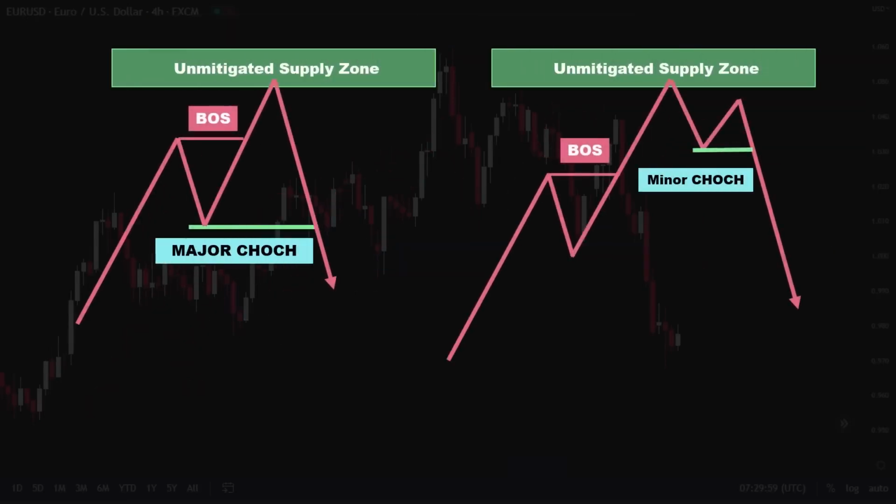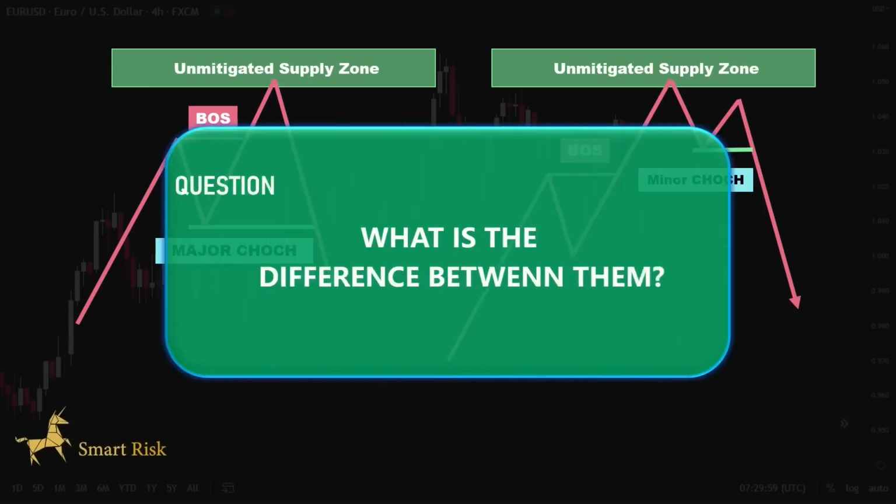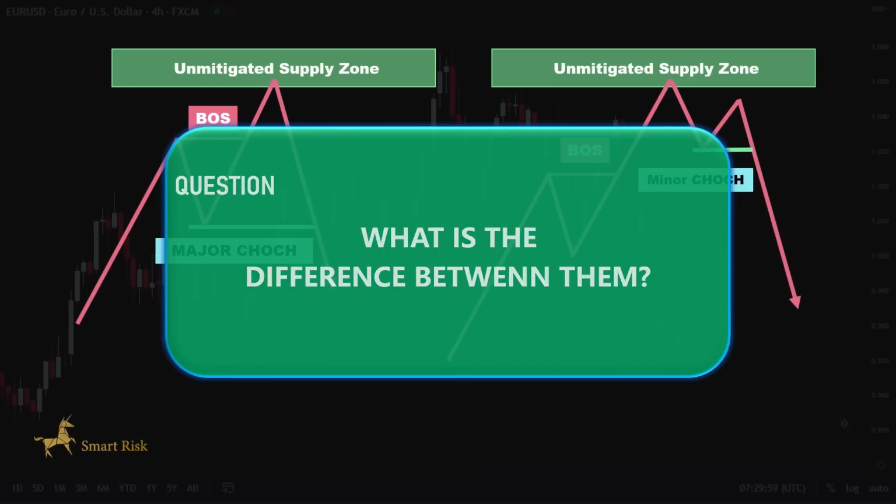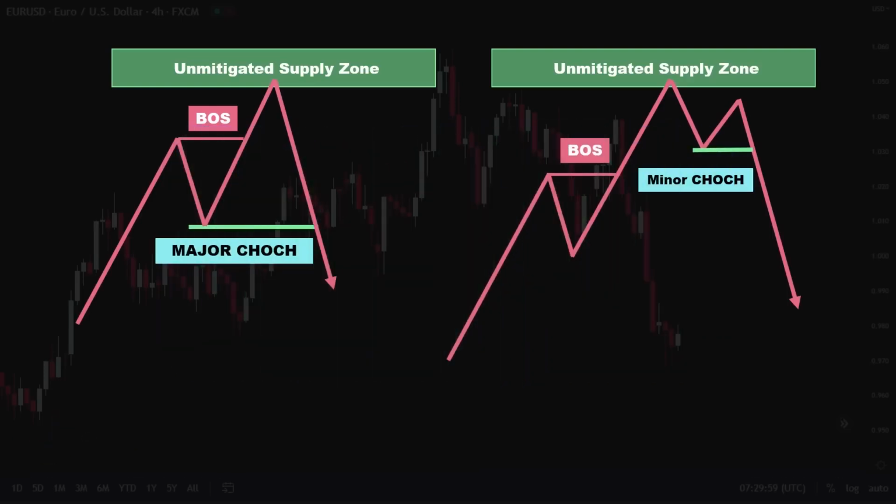Imagine we have structures like these. In the right corner, we have the major CHOCH schematic figure, and in the left corner, we have the figure of the minor change of character. So, guys, what is the difference between them? The major change of character occurs when price breaks the structure which has created a BOS.